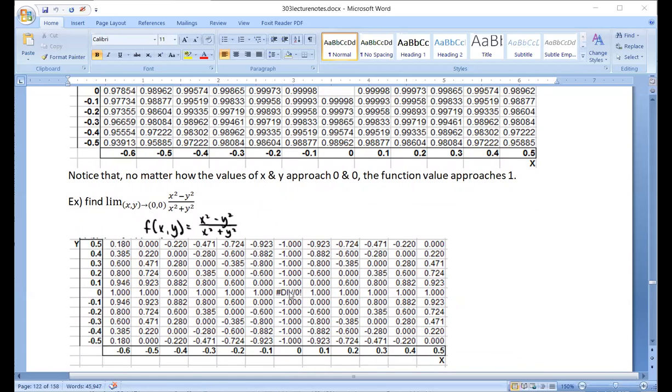Now look at the different ways that we can approach this point and notice the crazy things that happen with the function value. So what are some of the ways that we can approach and what are some of the results? Notice that if you take x to be constant, so x is always 0, and you approach as y is changing, you get -1, -1, -1. So from this approach direction, your limit's going to be -1.